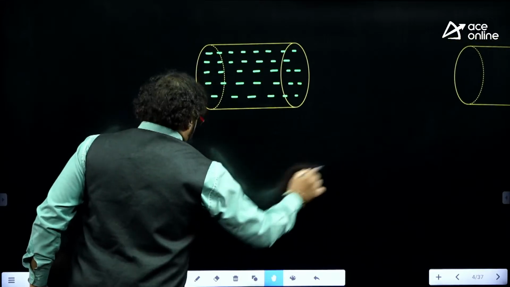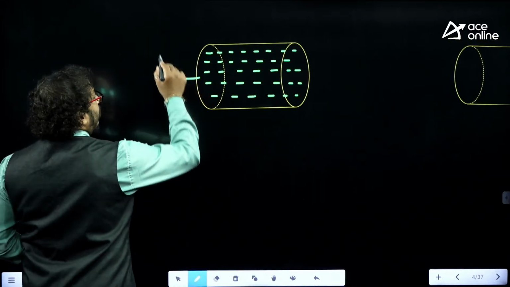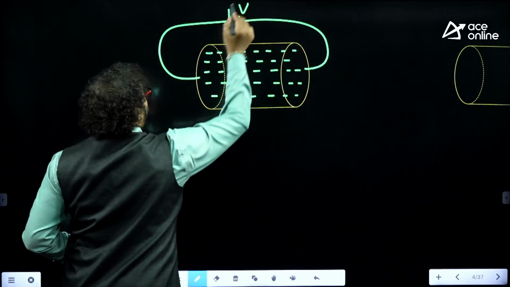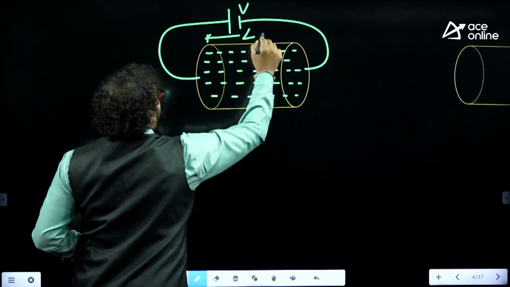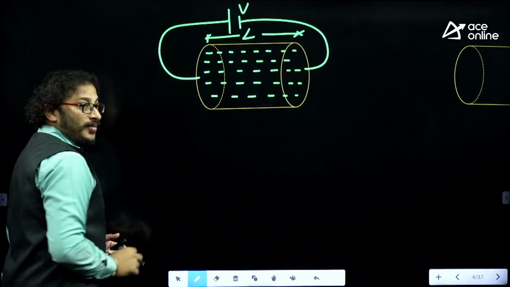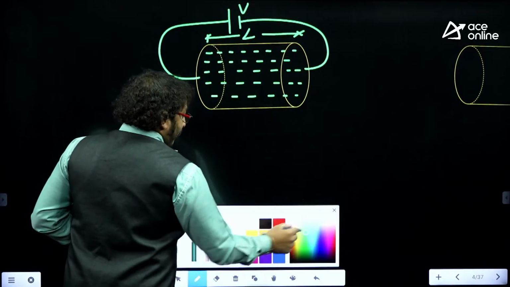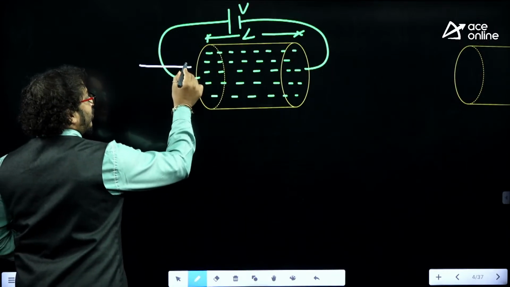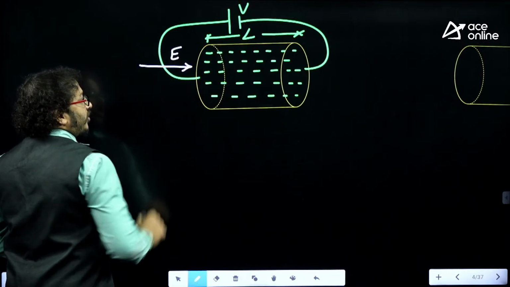Now, guys, assume I'm providing a potential here, voltage, say this is V applied through the length L. Students, we know that electric field always propagates from positive to negative. So this is the direction of electric field. True or not, dear students?